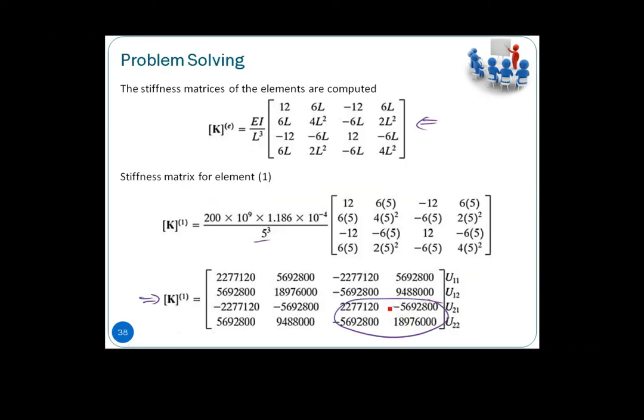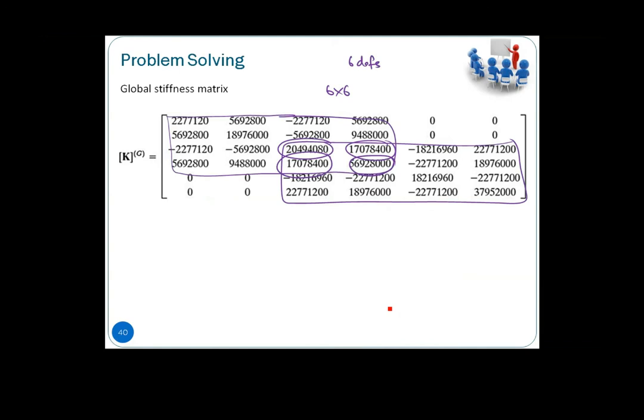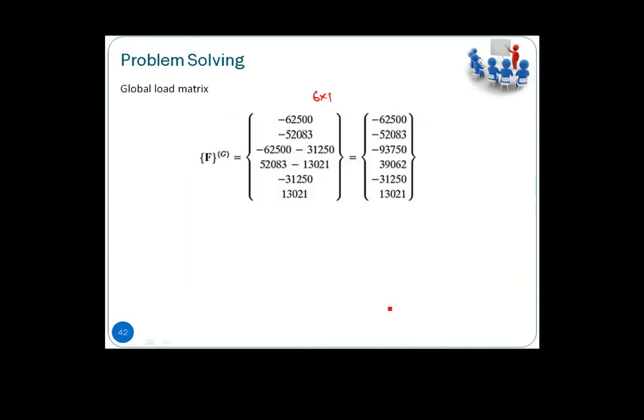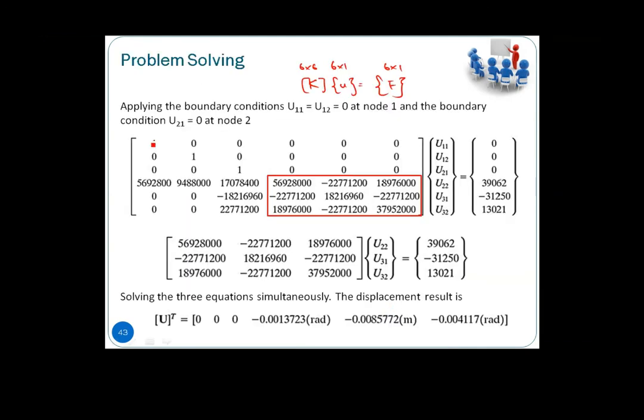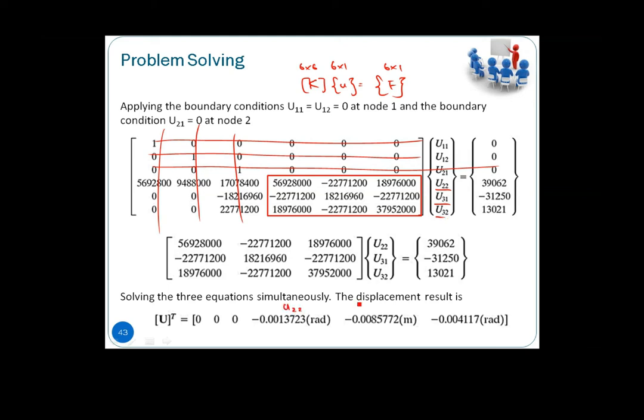So we have the three parts. Once you have applied the boundary conditions, the 6 times 6 matrix here will be reduced to a 3 times 3 matrix, to find U22, U31, and U32. So solving it, sending it to the solver, with methods that you are familiar with, we find our U22, U31, U32.